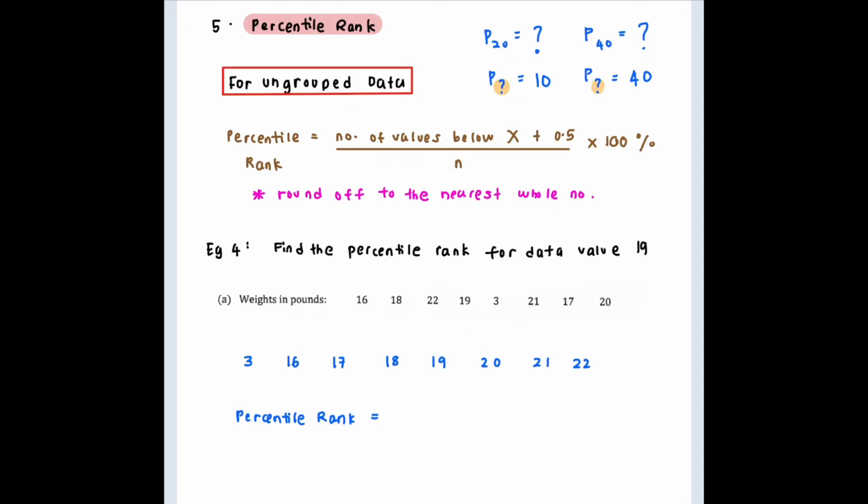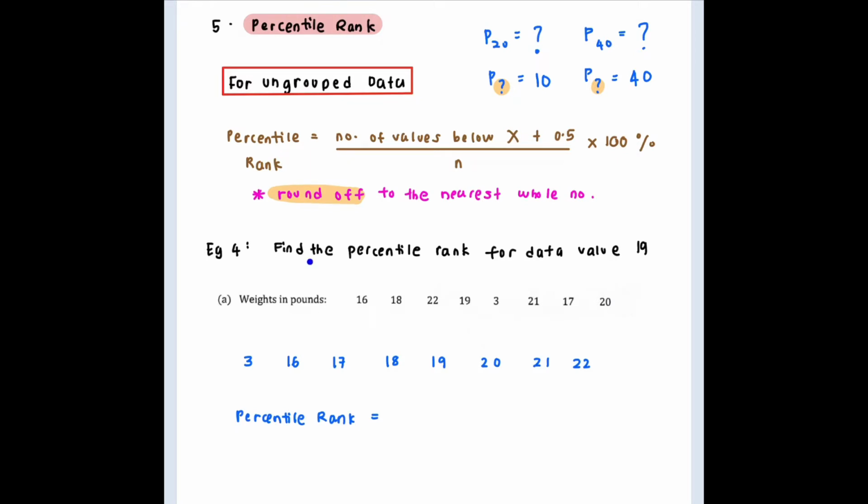Okay, percentile rank part. We are having two types of data. The first one is for the ungrouped data. The formula for the percentile rank is number of values below X plus 0.5, divided by N, where N is the total number of data, times 100%. This is the formula to find the percentile rank if you have ungrouped data, meaning that you are not given in table form. And if you have the percentile rank value in decimal number, round off to the nearest whole number. Make sure you round off to the nearest whole number.